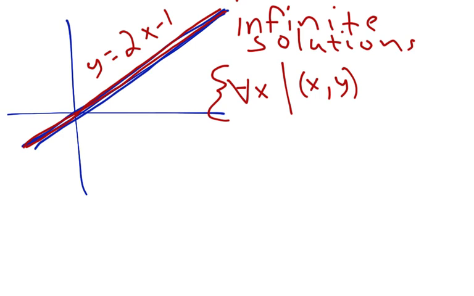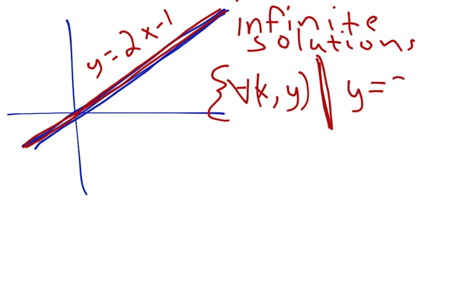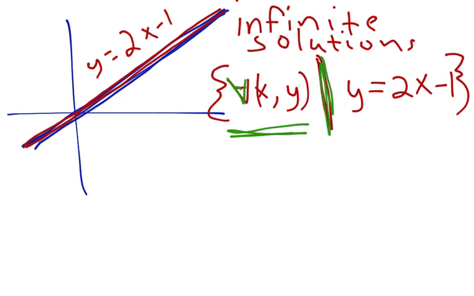for all x, I guess I should have done that a little bit differently. Here we go. For all x comma y, such that, that's what that vertical line means, y equals 2x minus 1. That means there's an infinite number of solutions here. So all the ordered pairs, that's what this upside down A means, such that y is equal to 2x minus 1.